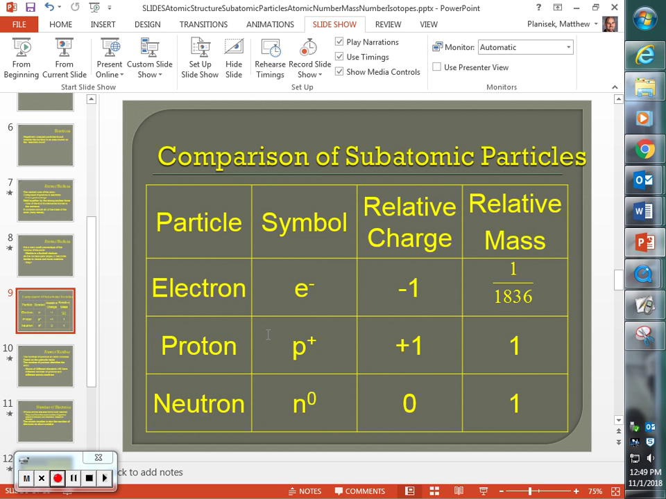Scott, go ahead. So the electron is 1/1836th of a proton. Good. Meaning that the electron is how big compared to a proton? Not very big. Not very big at all. Okay, that's one comparison that we can make based on this information. Hannah, what's another one? A proton has one positive charge, a neutron has nothing. Okay, so proton has a positive charge, neutron has nothing.